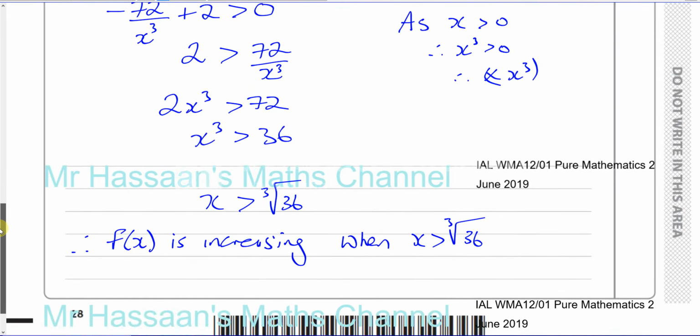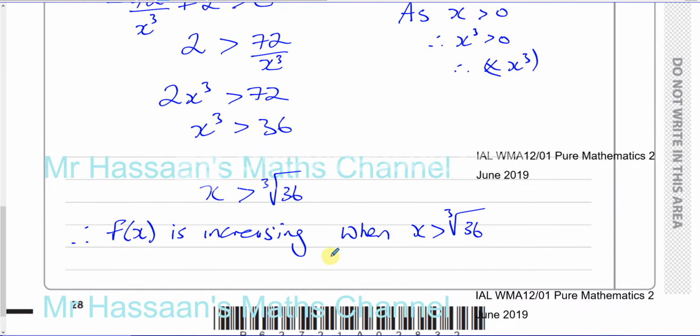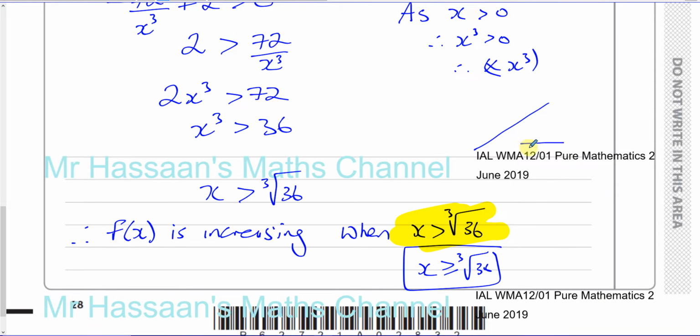Right, now then, it says basically, so as I was mentioning, if you wrote the answer as x is greater than or equal to the cube root of 36, that's also acceptable. But I prefer, as I mentioned, this is my answer, because I feel that it's more logical to say that it's increasing when the gradient is positive, when it's rising. When the gradient is equal to 0, then it's kind of like flat. It's not increasing or decreasing.